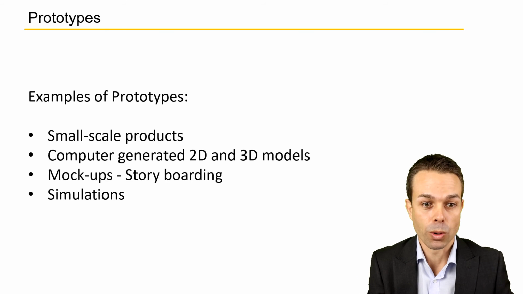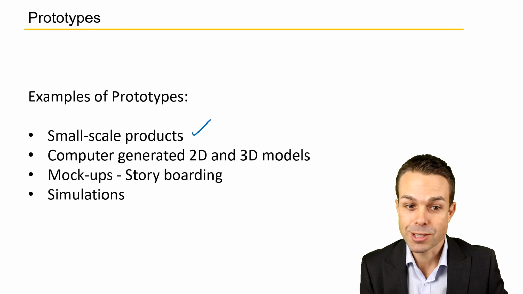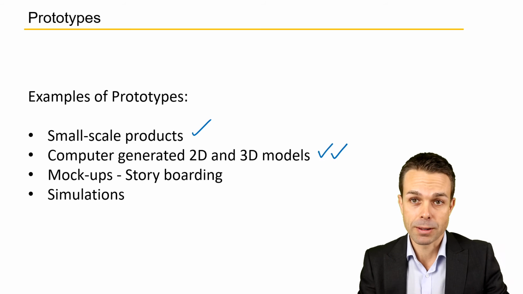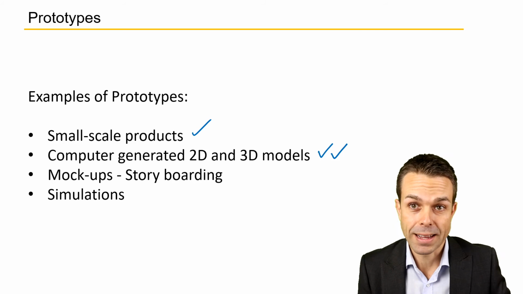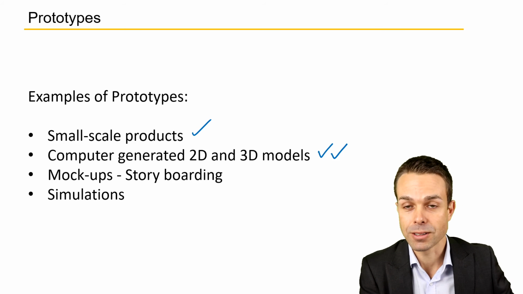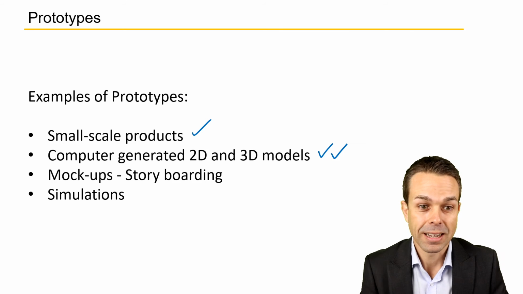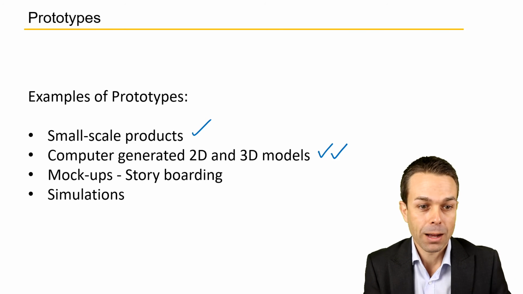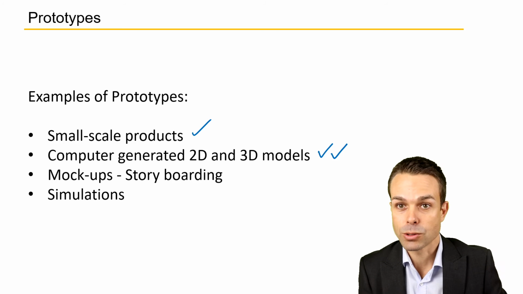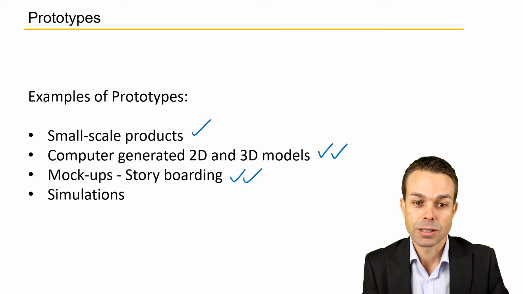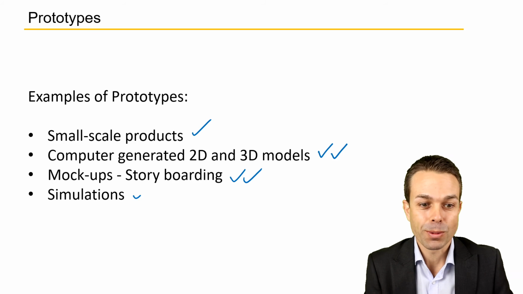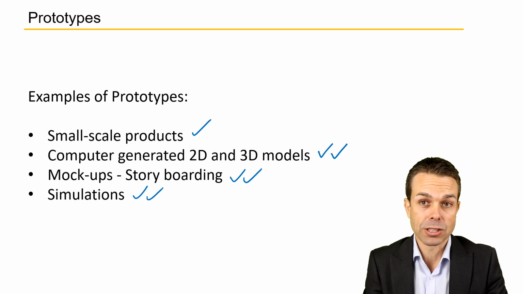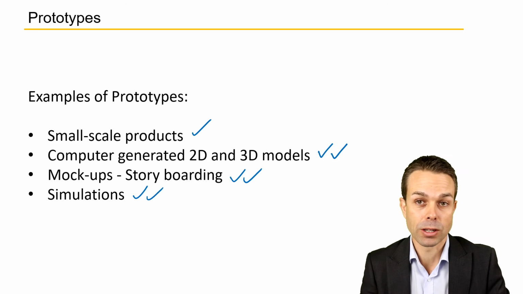Now there are a few examples that we can use for prototypes. We might build a small scale product. We might do a computer generated 2D or 3D model that we can see and move around and maybe change. We've got floor plans, or a model of a car or a house that we can see and actually walk through, from a computer aided drawing, for example. We've got mock-ups of websites or the flow of something using storyboards. And ultimately, we've also got simulations, potentially 3D simulations, or even just experiences that we can talk through or walk through ourselves.